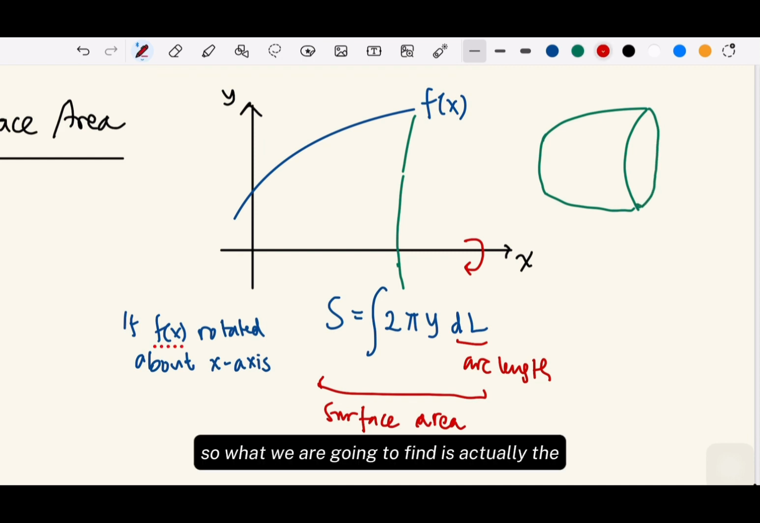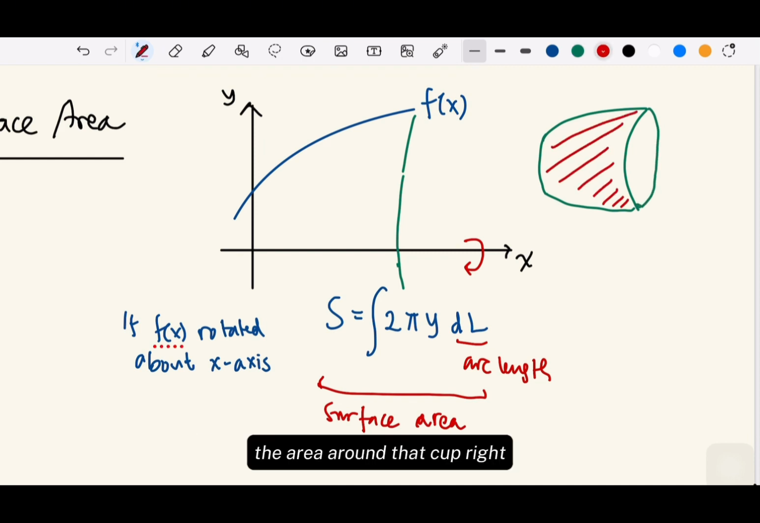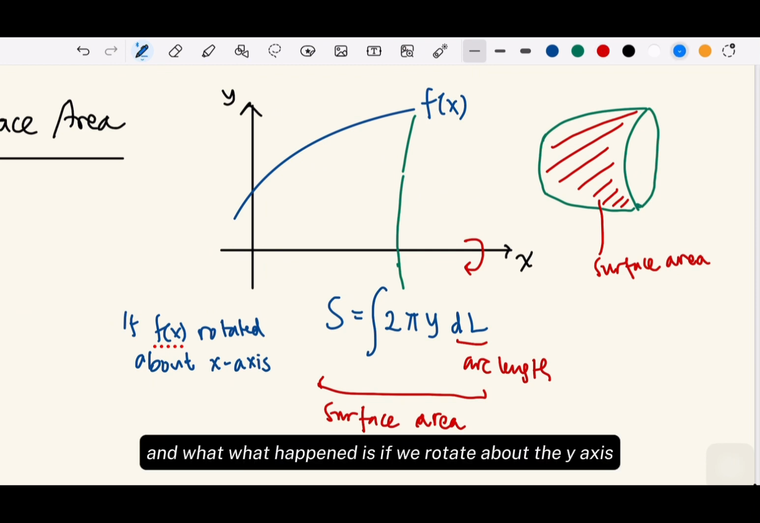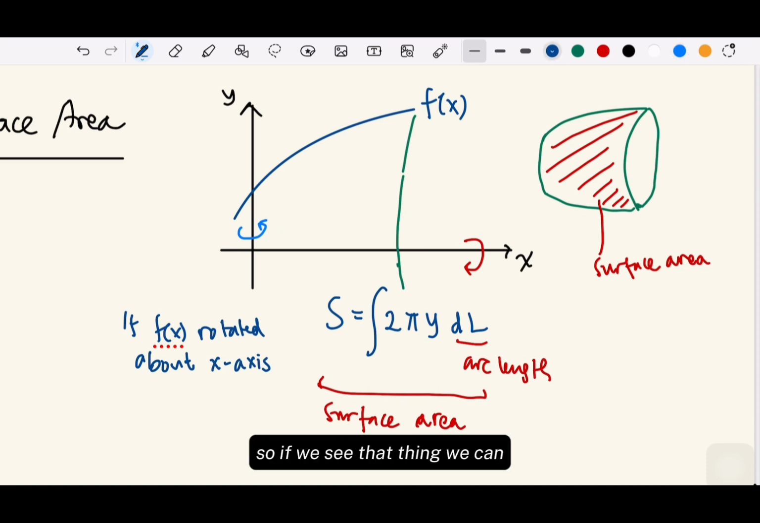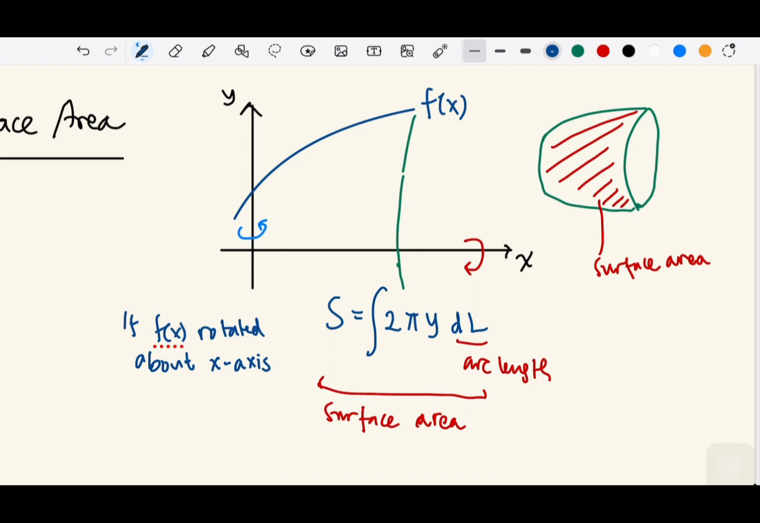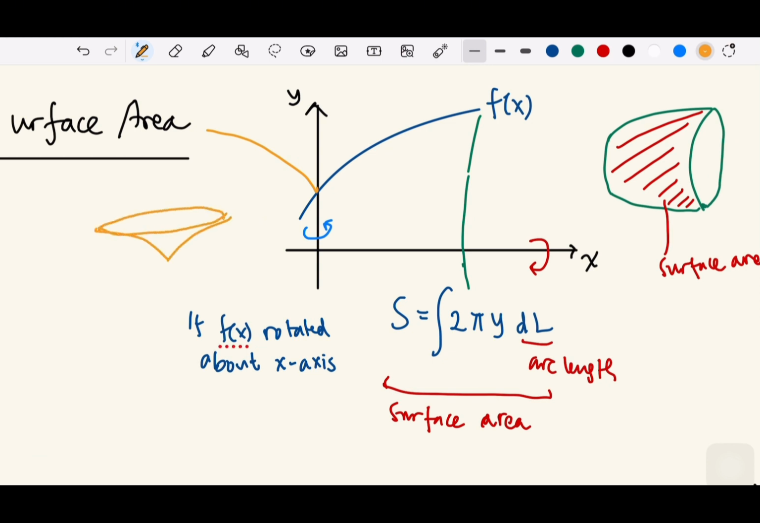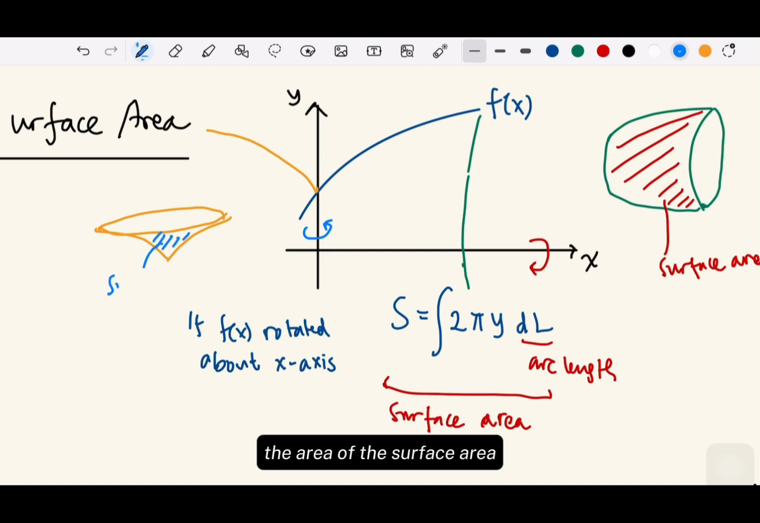So what we are going to find is actually the area around that cup, right? So that's practically the surface area. Now, what happens if we rotate about the y-axis? If we see that, I think we can take over there, and it seems that it can be like this, right? And this will be the surface area, right?